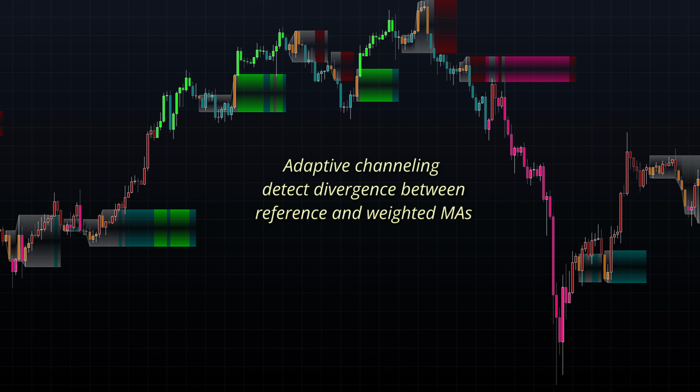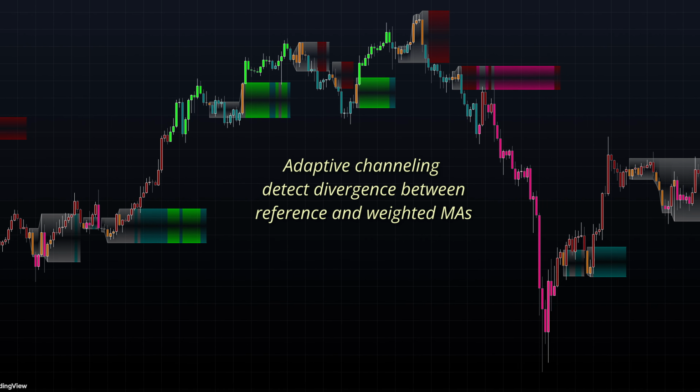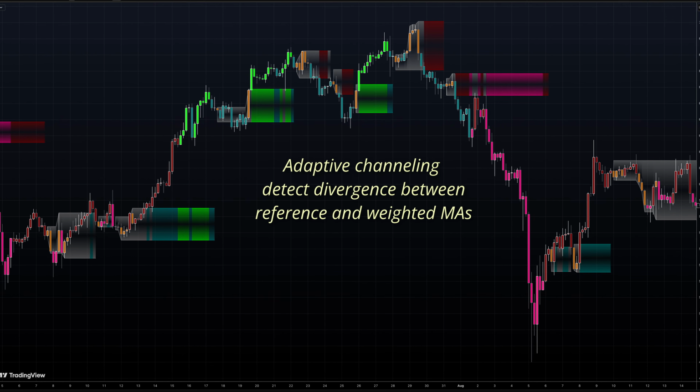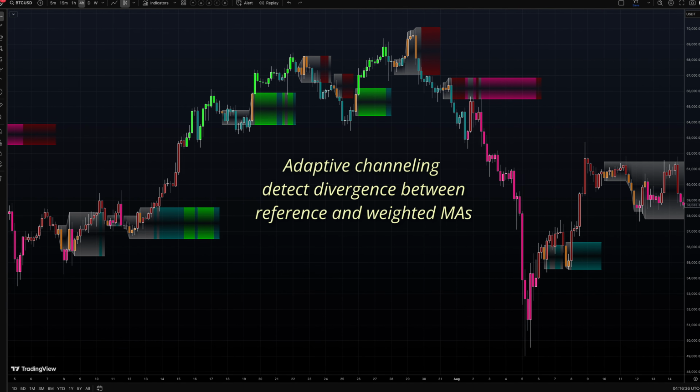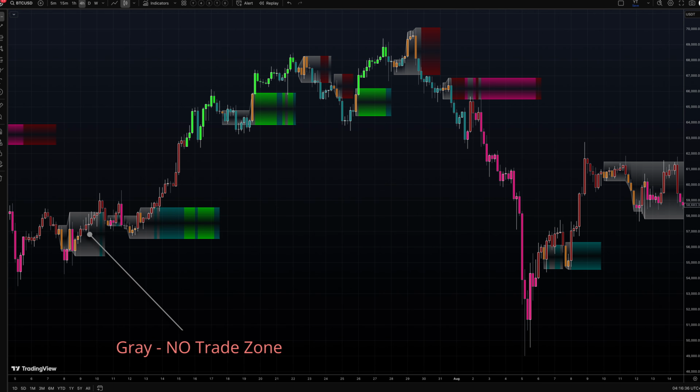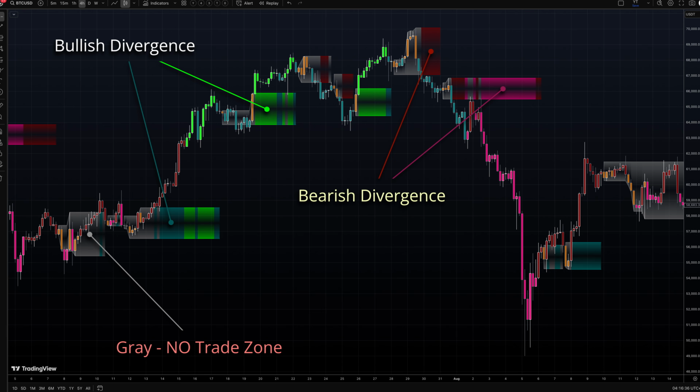The divergence detection engine monitors opposing movements between reference and weighted lines, establishing dynamic channels that capture periods of market indecision or momentum shifts. When divergences occur, the indicator creates temporary zones that track subsequent price behavior until breached, providing early signals for potential trend changes.